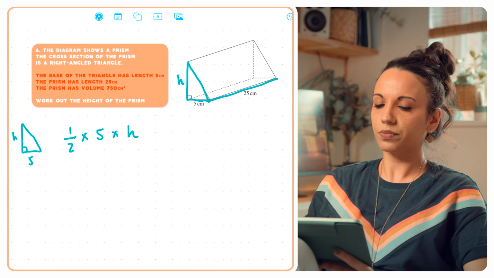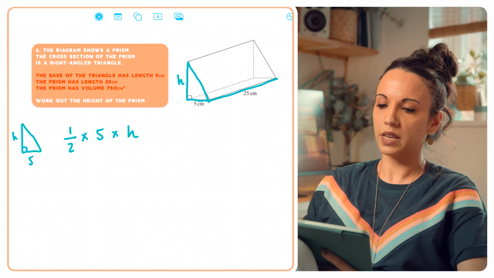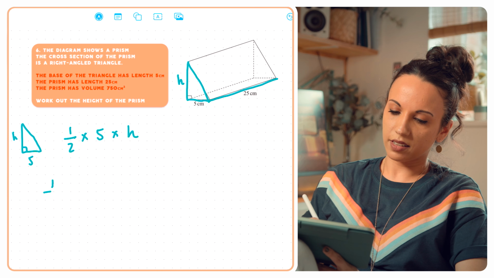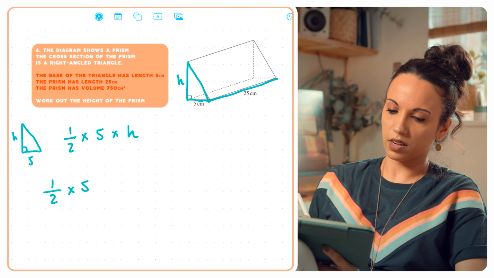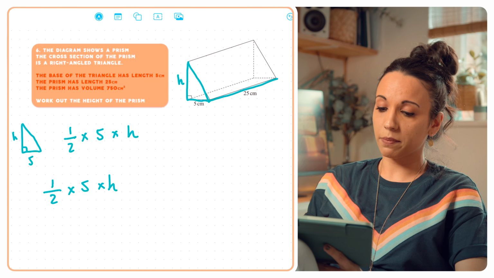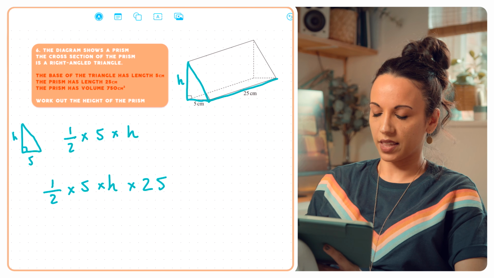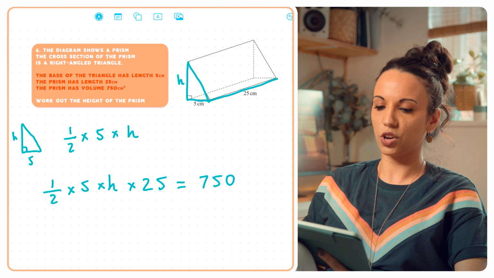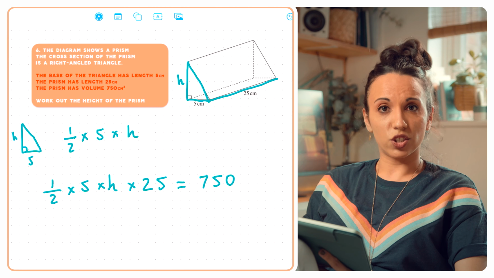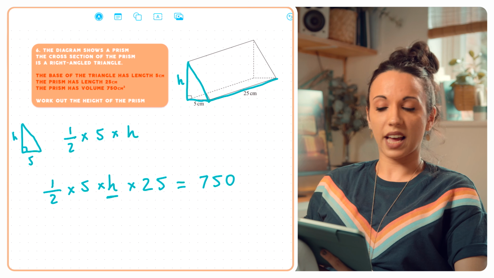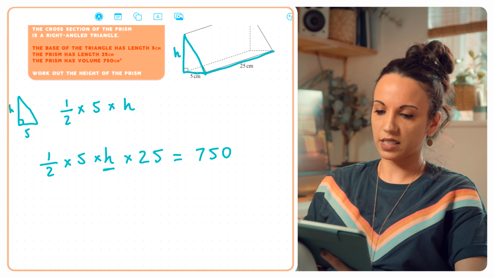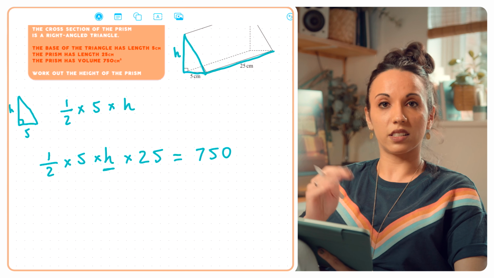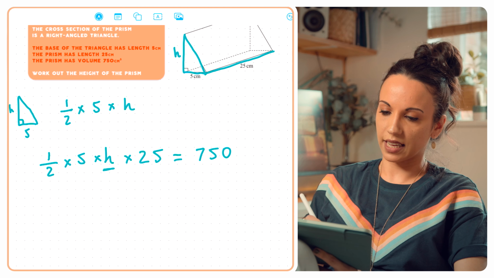Okay, so if the volume of the prism is the area times the length, then what we've got is the area, which we just worked out, half times 5 times h, multiplied by the length, which is 25, and that gives us the volume, which we know is 750 centimetres cubed. So we've got an equation here, and we need to basically solve for h. So how are we going to do that? Well, first things first, if we're multiplying by 25 on one side, we can divide both sides by 25 and that takes care of that.